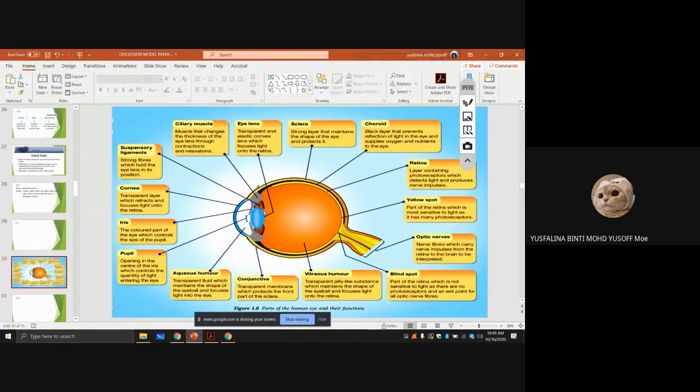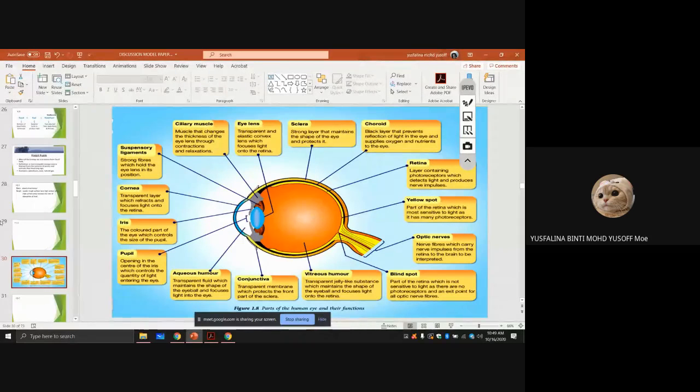And then the next one is the suspensory ligaments. These are strong fibers which hold the eye lens in position. So this one holds the eye lens here. And the eye lens is a transparent and elastic convex lens which focuses the light onto the retina.